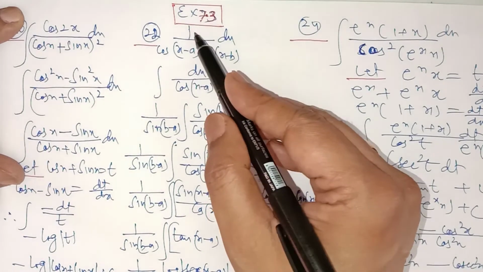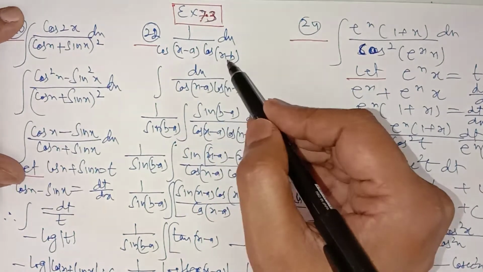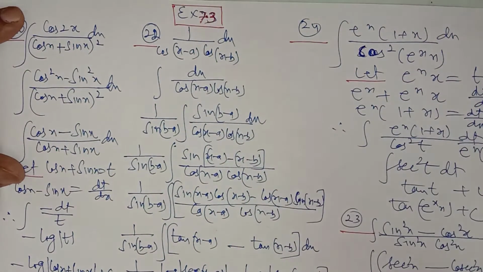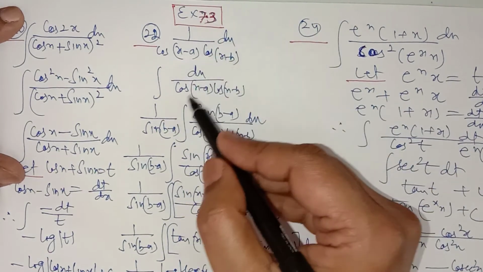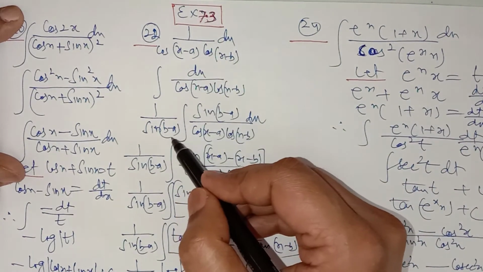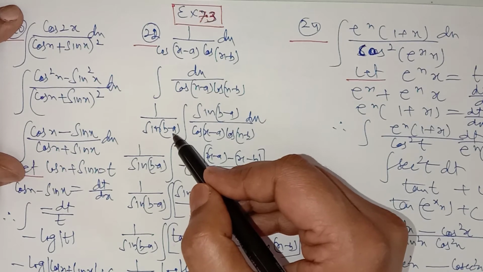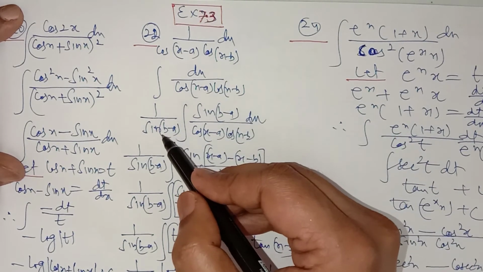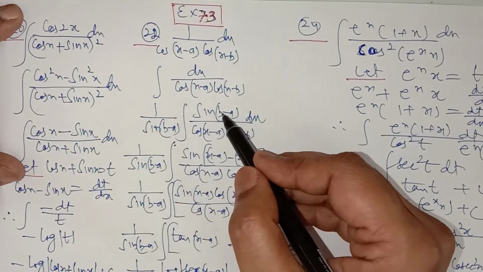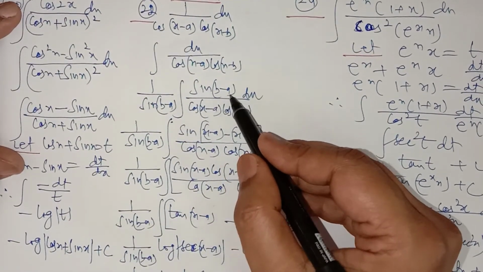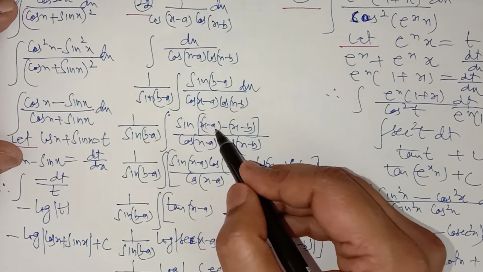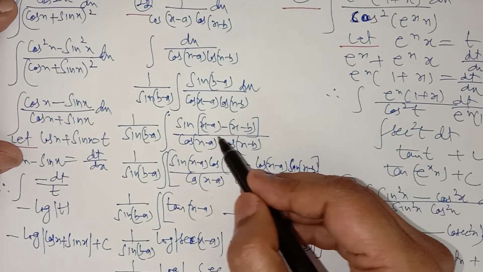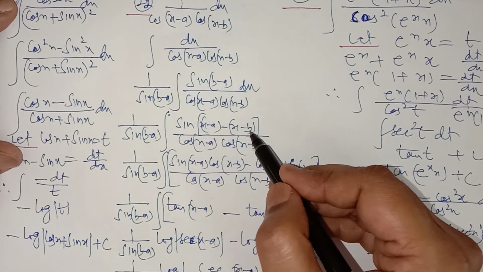Question number 22. 1 upon cos x minus a, cos x minus b. Be very careful. Multiply and divide by sin b minus a. It is a tricky question. Take full time to do this question two to three times. So multiply numerator and denominator by sin b minus a. In the numerator we have b minus a. In place of b minus a you can write x minus a minus x minus b, because x will be cancelled out with x and it will become b minus a.